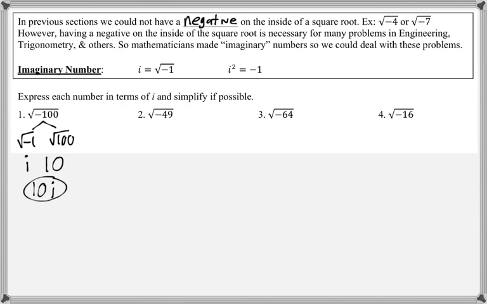So you don't need to really show this breakdown every single time. You can really just put an i if you see the negative on the inside of the square root. So the square root of -49, if it were just 49 it would be 7, but because there's a negative it's going to be 7i. The square root of -64, if it were just 64 it would be 8, but because it's -64 it's 8i. And then the square root of -16 is 4i.